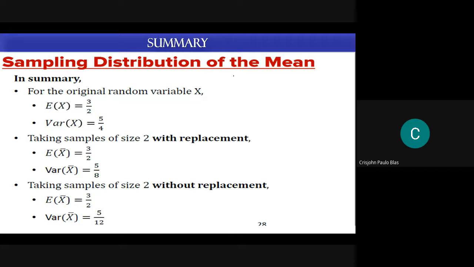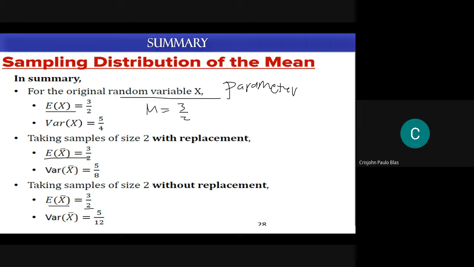So I'm gonna summarize it now. In summary, the original random variable for our population or parameter, if we observe the E of X or the population mean or the mu, that is 3 halves. While for our samples, the mean of the sample is also 3 halves for with replacement, and the sample of size 2 without replacement is also equal to 3 halves. So we can conclude that the population mean is also equal to the sample mean. Can you get it?